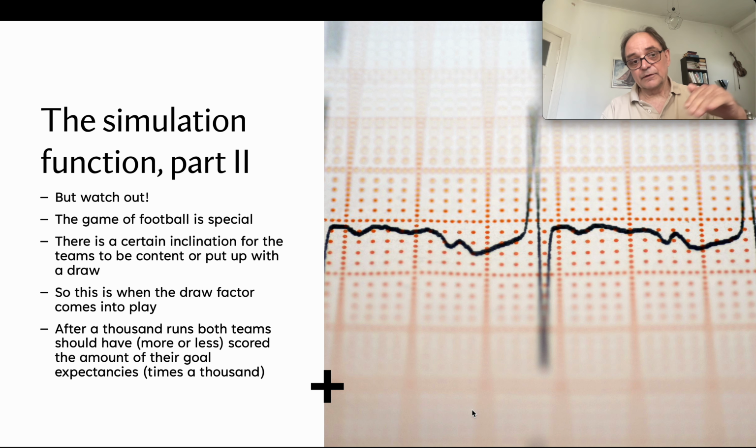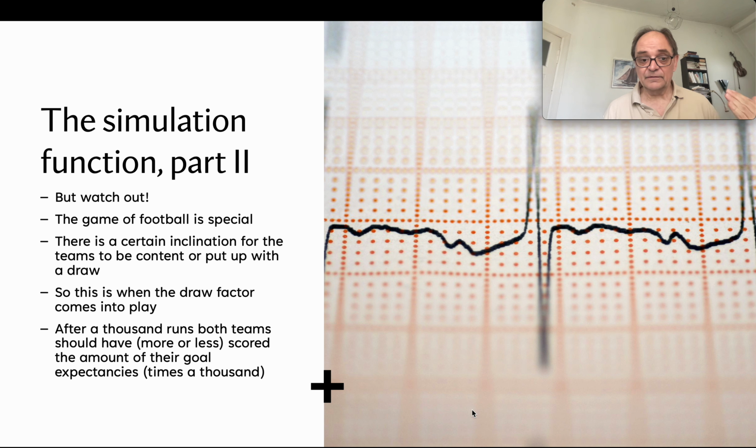And the simulation function part 2, watch out. The game of football is special. There is a certain inclination for the teams to be content or put up with a draw. It is something that is pretty human. You have to understand the psychology maybe to know that this value is there, but you can also do it statistically if you don't care about psychology. You still have the chance to look at the statistics, and you find out something is special about it. And this is what I do take care of, and so this is when the draw factor comes into play.